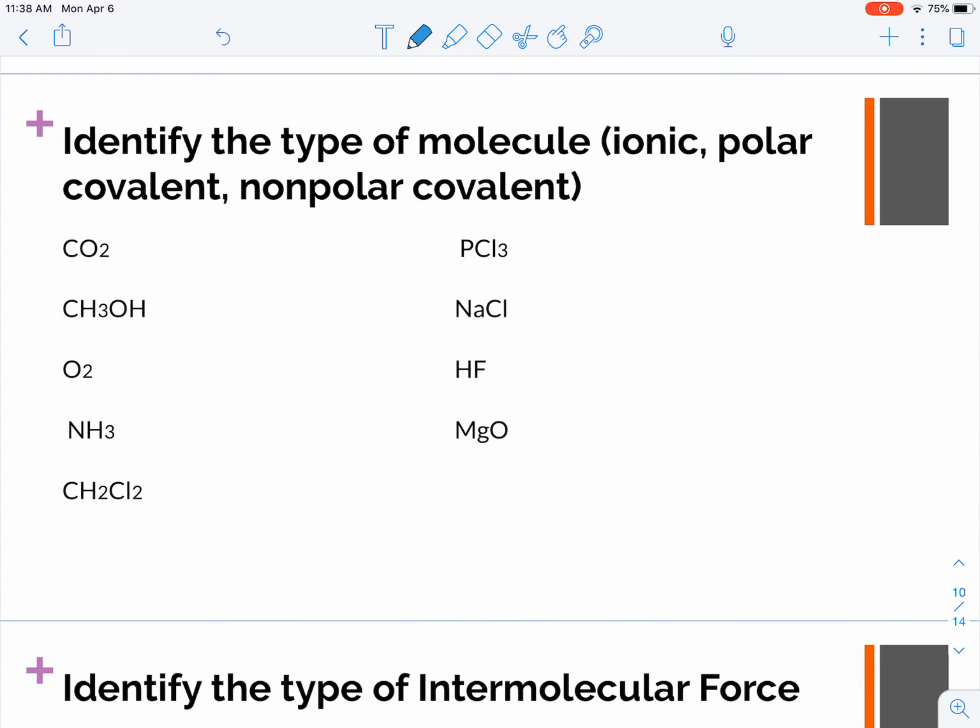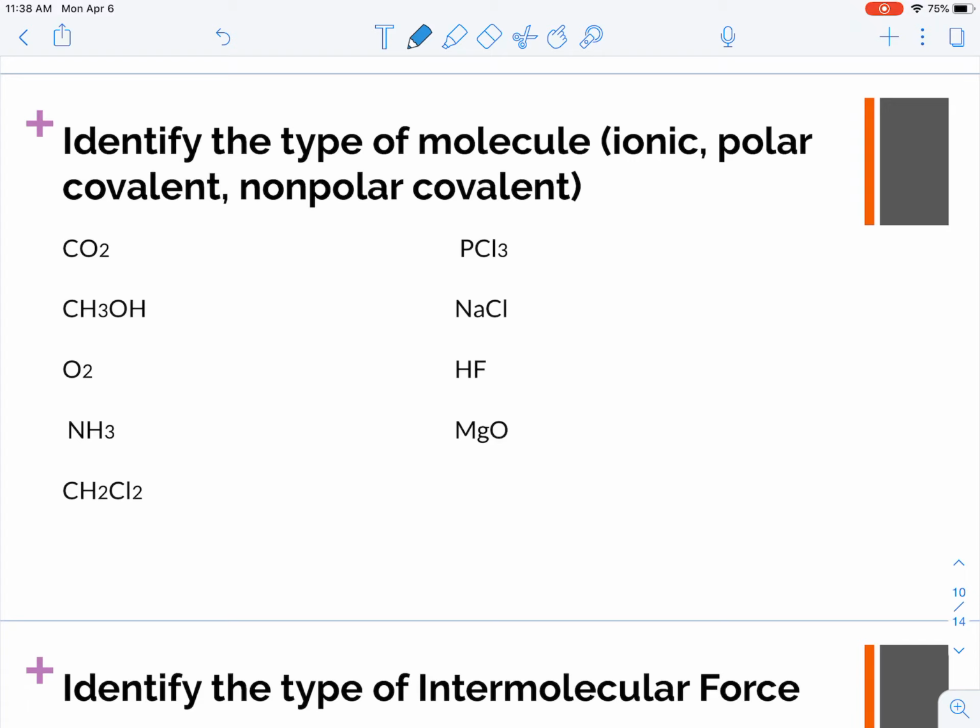All right, guys, I'm back with a couple of examples on how to first classify the type of molecule, and then secondly, identify the intermolecular forces that relate to physical properties of those molecules. So let's start with a little basic review.